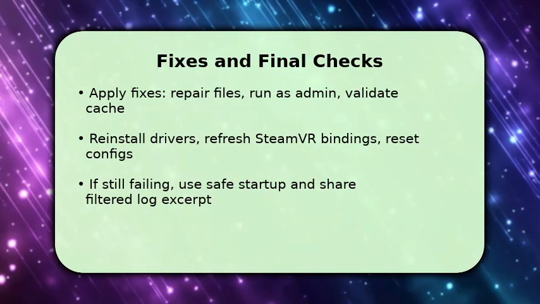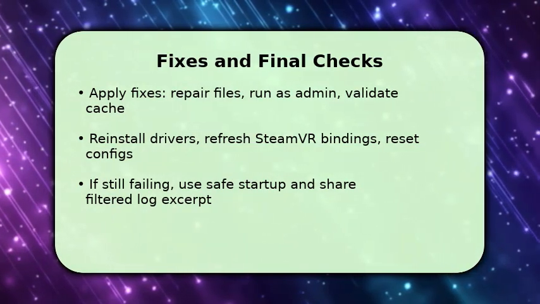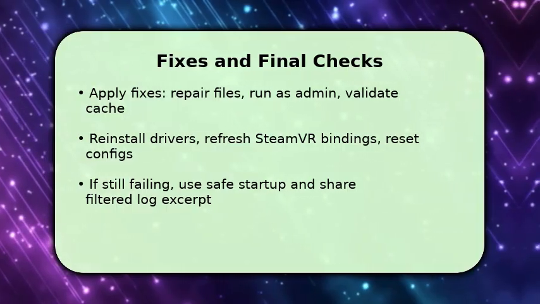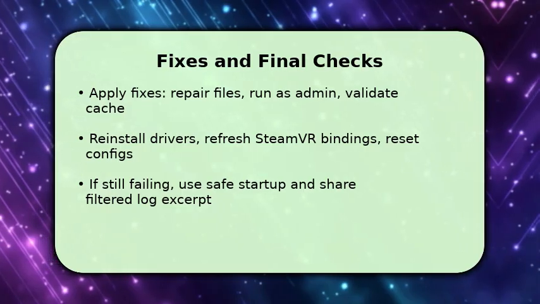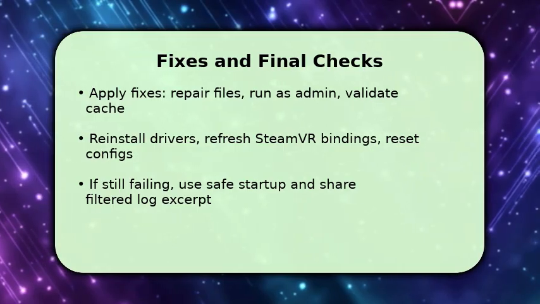Finally, apply fixes based on the error type. Run Steam's Verify Integrity for Gorilla Tag, repair or reinstall Steam VR, and run Steam as administrator if permission errors persist. Once done, reset bindings and delete corrupted config files so defaults regenerate.